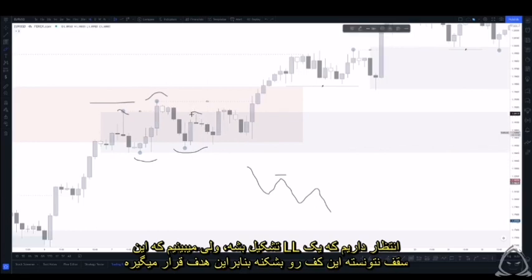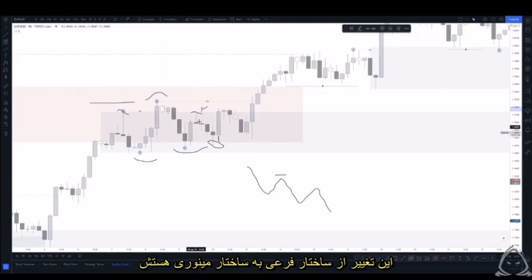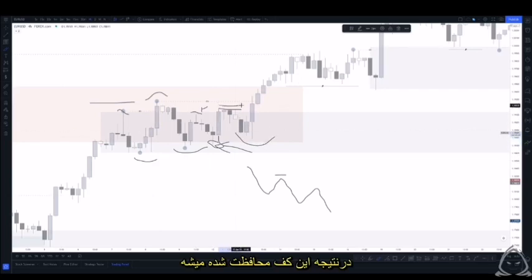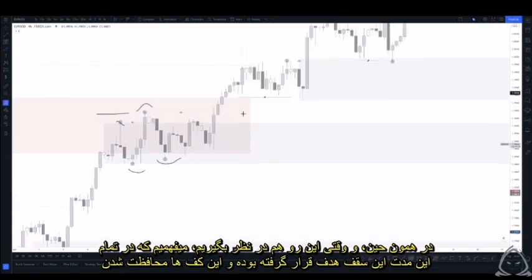But what we can see is this high fails to take out this low. Therefore, it becomes targeted. And what ends up happening is price runs the high. Therefore, this low was successful in taking out this previous structural high. This would be the switch from substructure to minor structure. And what we can see is that this high failed to take out this low. Therefore, this low becomes protected. This high becomes targeted. All the while, when we're looking at this in combination, what we can see from that perspective is that this high the whole time was targeted, and these series of lows were protected.